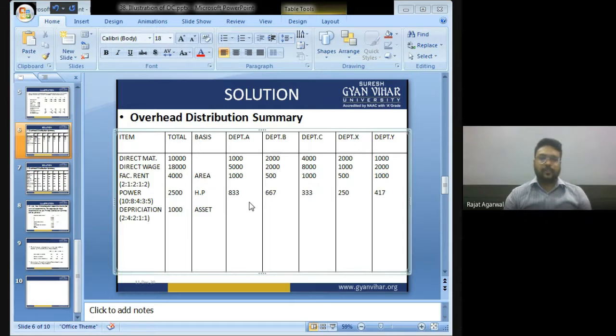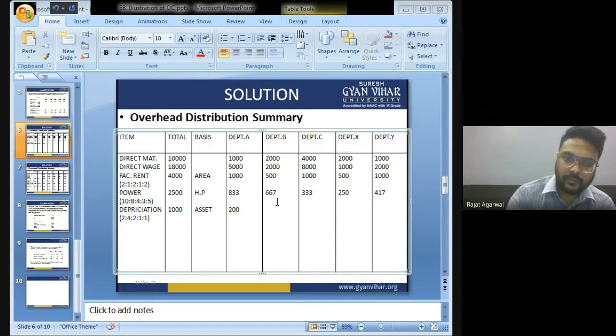Now let us distribute this 1000. 1000 divided by 10 into 2: 200, 400, 200, 100, 100.